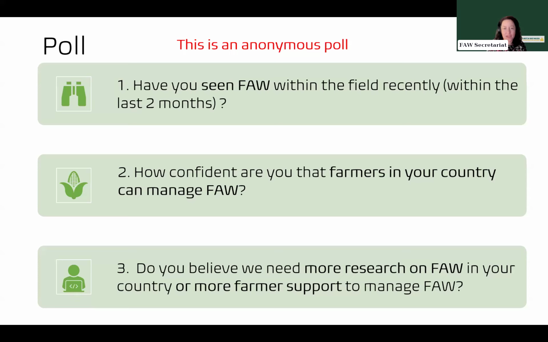Question 2: how confident are you that farmers in your country can manage fall armyworm? Confident, 40%; not very confident, 55%; 4%, maybe farmers won't be able to grow maize or sweet corn in the future because of fall armyworm. So that could be an interesting discussion in our Q&A session at the end for those two groups. Let's really tease that out and see what we think.